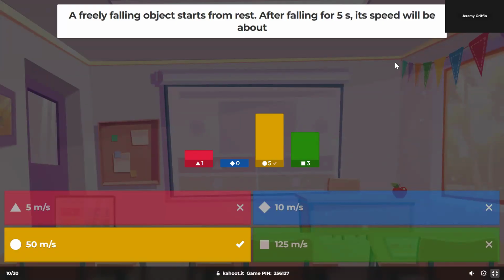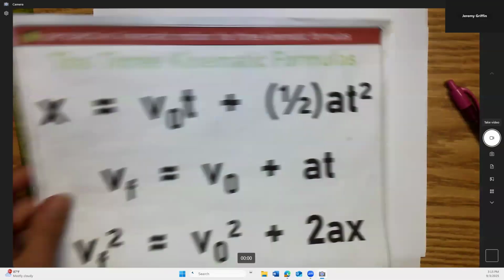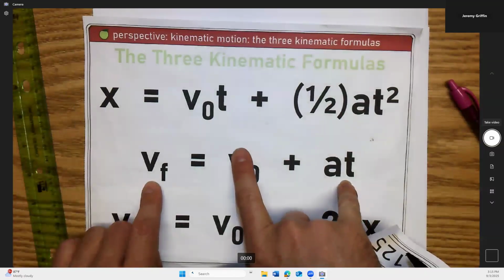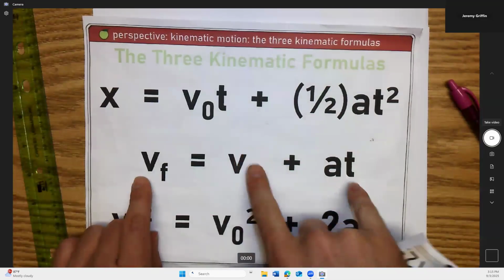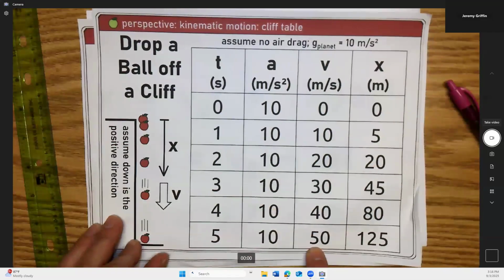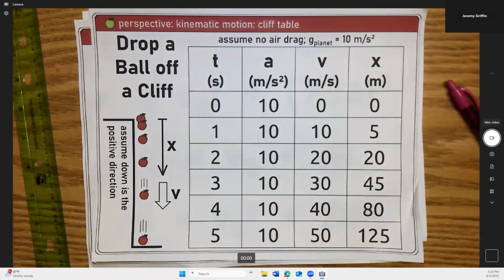Okay. How do you guys get 50 meters per second? You guys know what we're doing here. I guess you could use this also, right? Start from rest, so this goes to 0. 10 times 5 is 50. Guys, wasn't that also this column right here, this cell right here? 5 seconds, it's picked up to 50 meters per second.